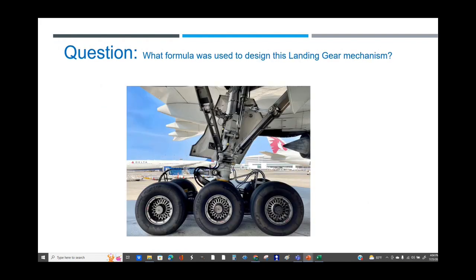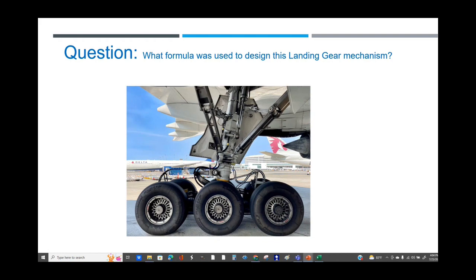So how about this, though? This is a landing gear of Boeing 777. What formula was used to design this mechanism? So currently, remember, please respond. Just ask questions anytime. But currently, if you were given this problem, how would you start to solve a problem like this? Anyone?